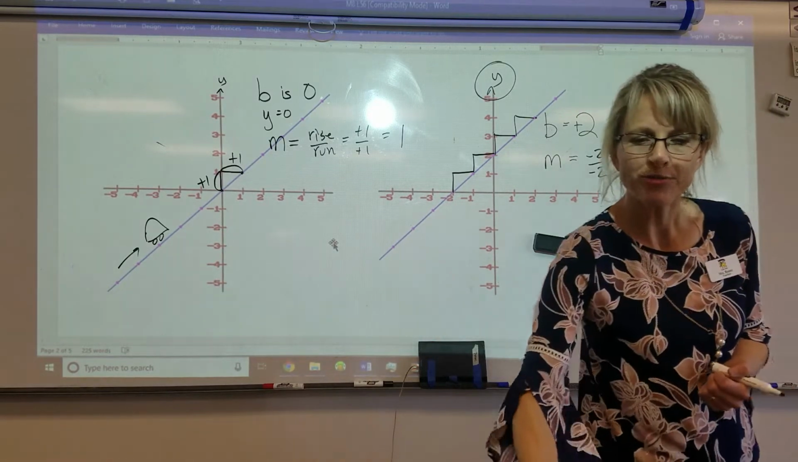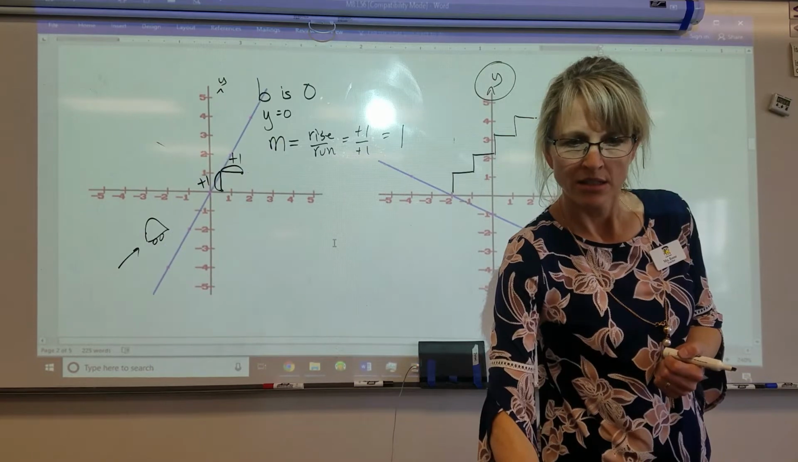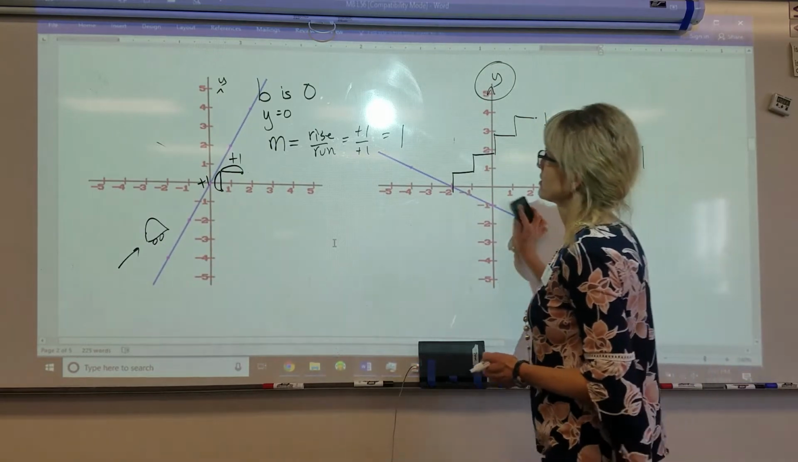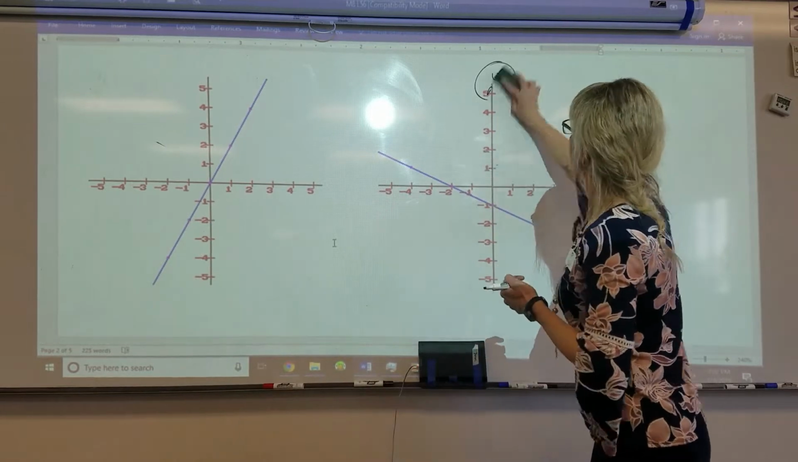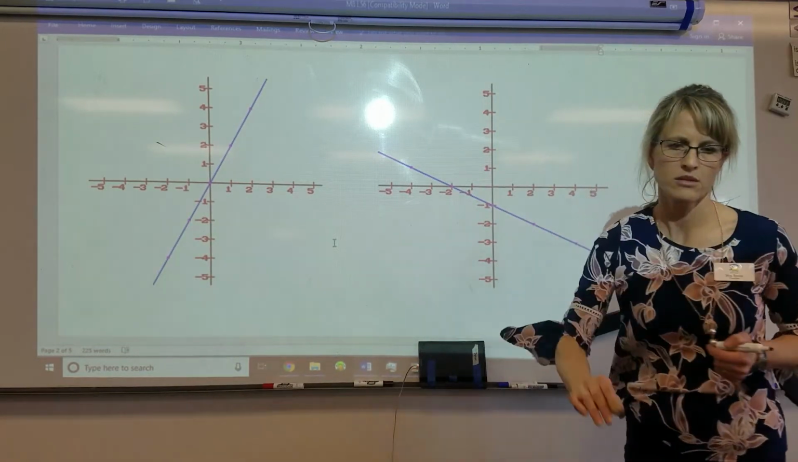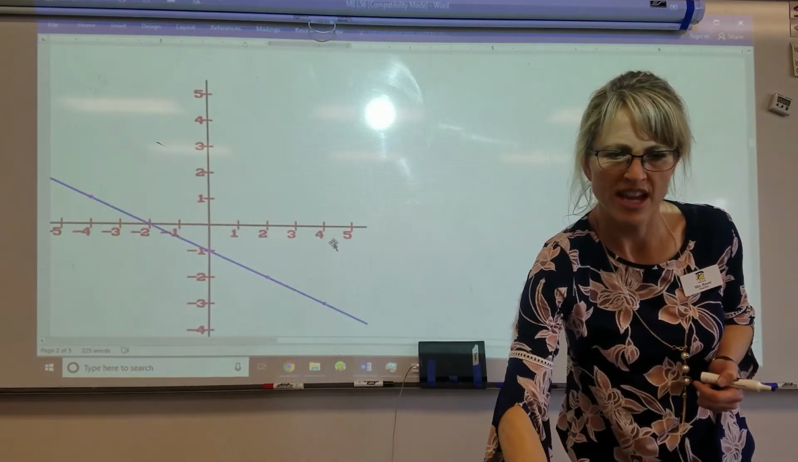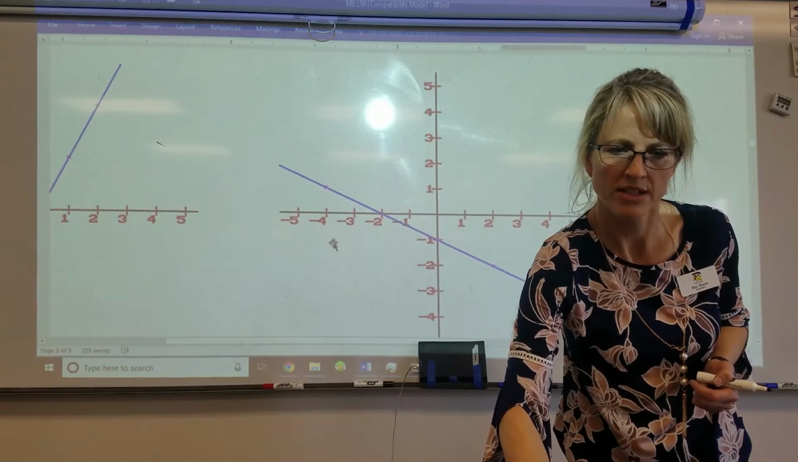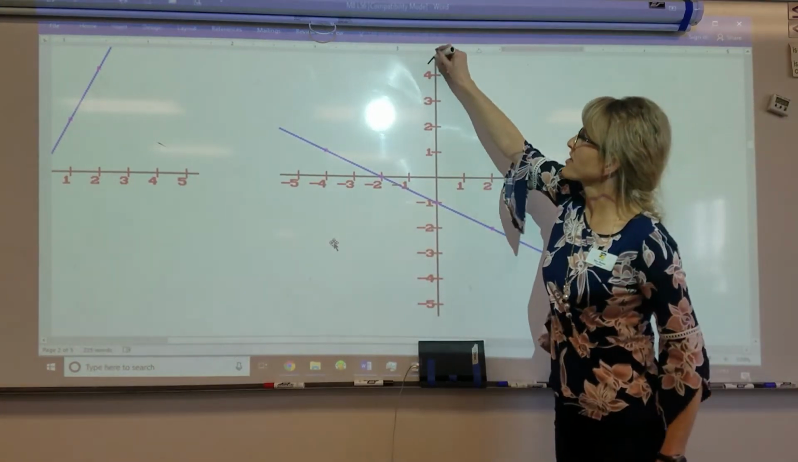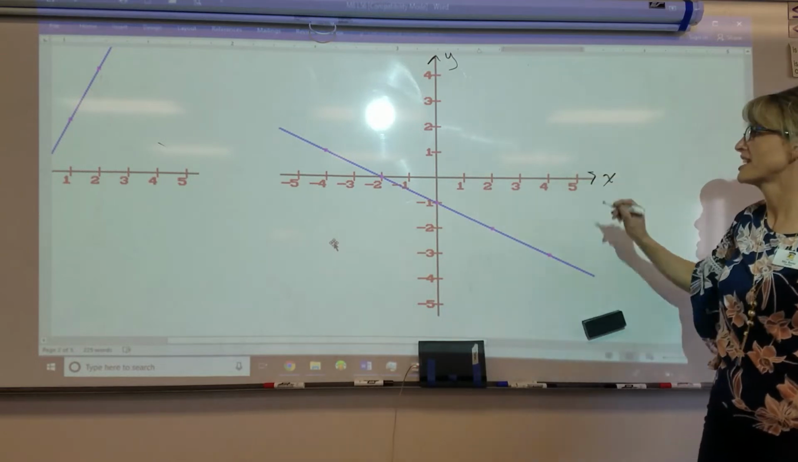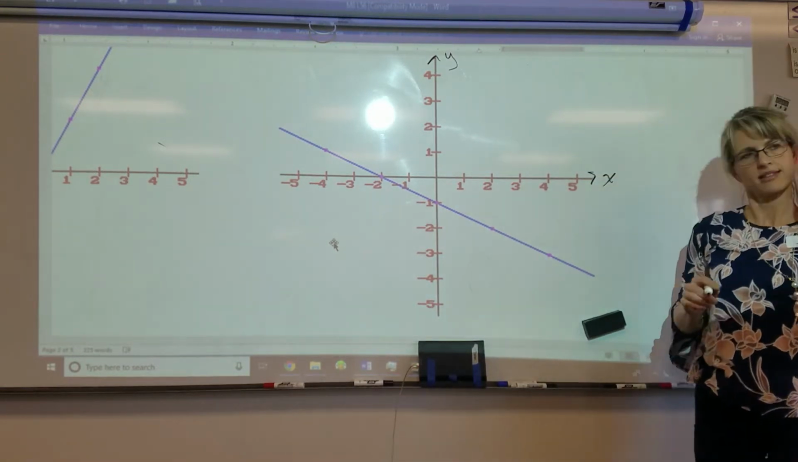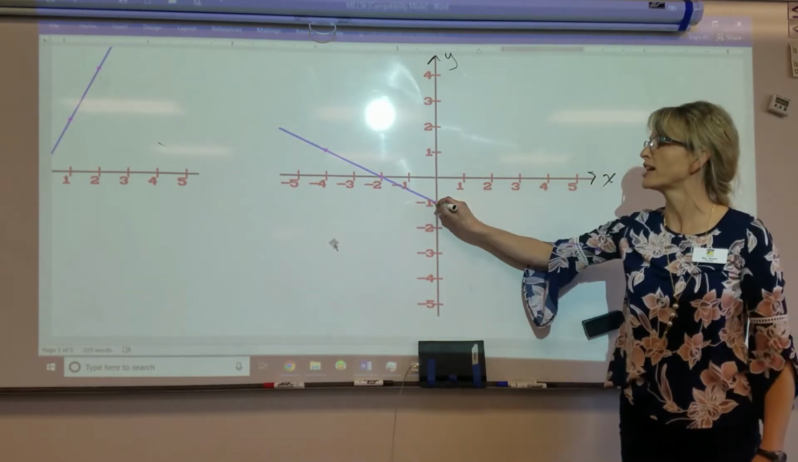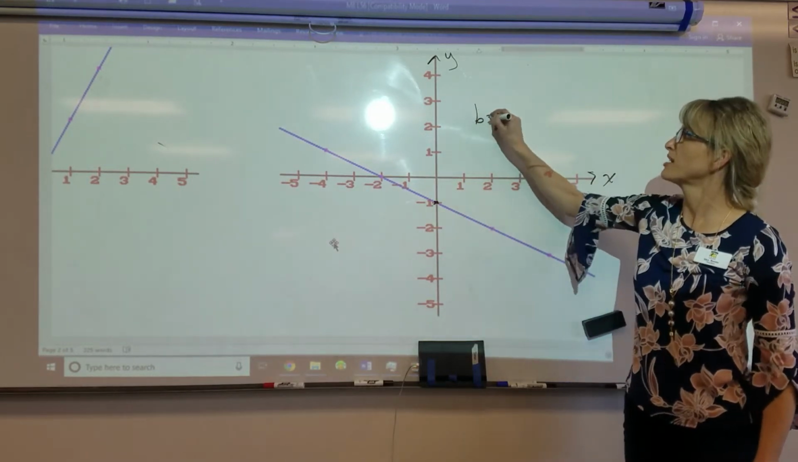Good. What if my line is, let's do the one on the right side. Maybe I'll make it a little bigger. Okay. What if it goes downhill? Woo, I'm sliding everywhere. Okay, here's my y-axis. Here's my x-axis. Okay, I need an intercept. What's my intercept? Lexi. -1. -1. Perfect. Okay, so B is -1.